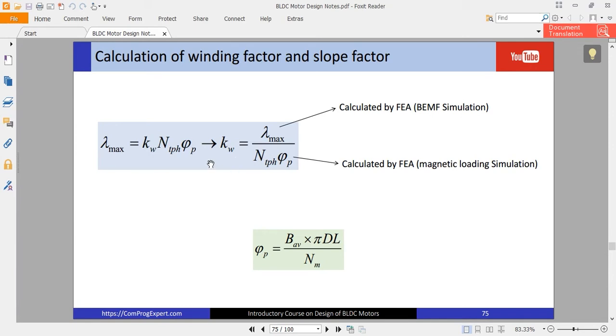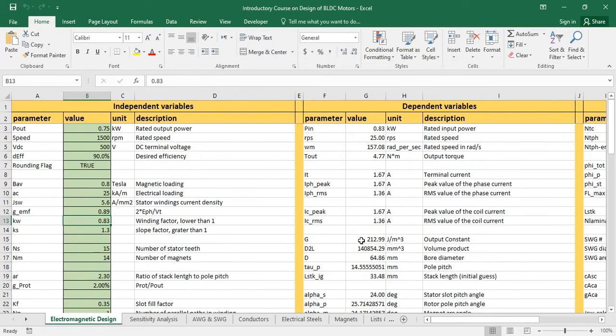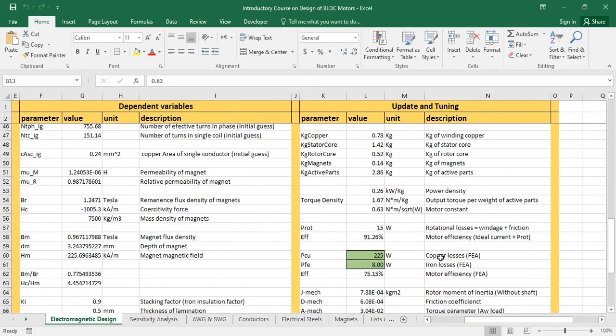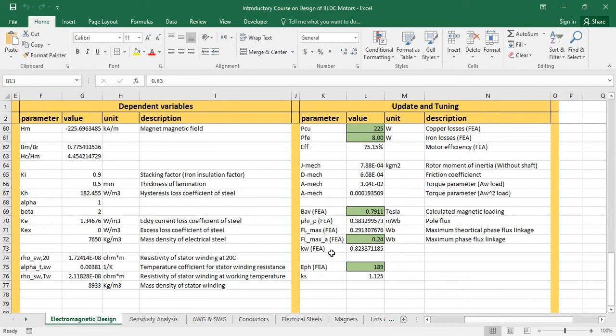Anyway, so let's calculate the winding factor and update its value in our Excel file. Actually, at the start of design, we assumed a number here. Now, using BackEMF simulation, from here, we calculate the winding factor, and then we should update the winding factor, our initial assumption, and repeat the process again and again to match these calculated values with initial values.